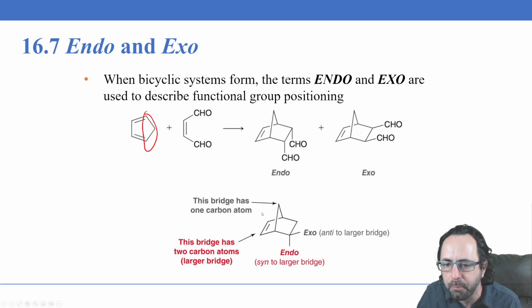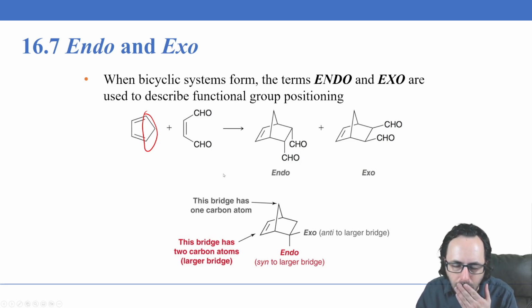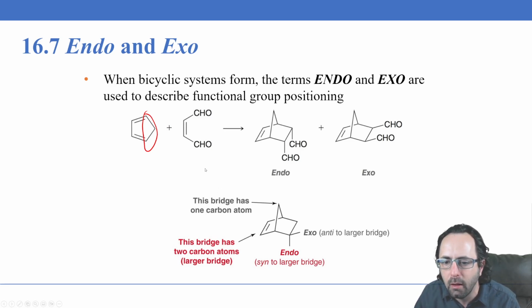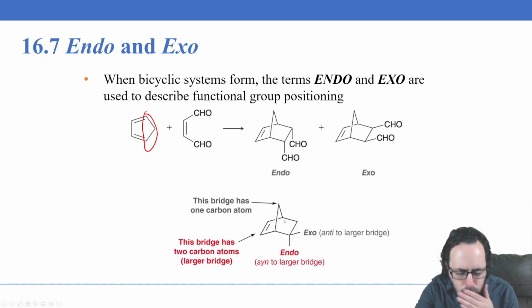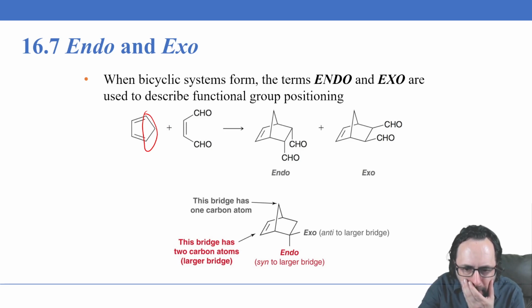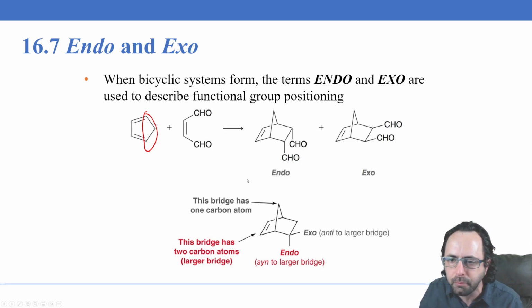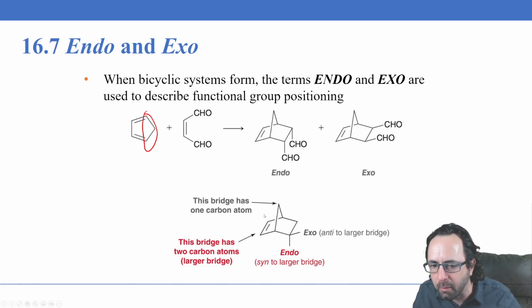And so here we have a transposition. So each of these are going to be on the same side. But if we attack from one direction, we'll get them coming in from the bottom here. The other direction, they'll be over on the side. And so we can see here that the bridge has one carbon atom. This other bridge has two.